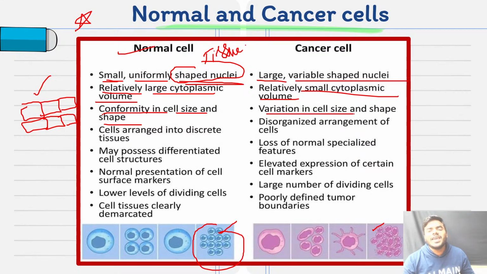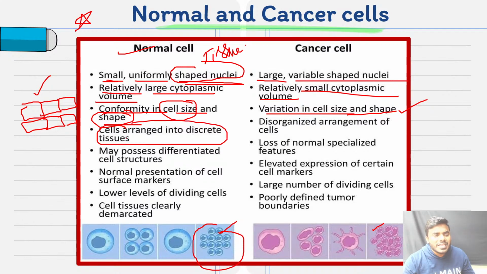There is a variation in the cell size and there is a variation in the shape. Kindly don't get confused. All the students understand. Since normal cells have the same cell size and the same cell shape, that's why, friends, all the normal cells are going to give rise to the tissues. But do you think all the cancer cells come close together and are they going to give rise to the tissues? No, that is not even possible.